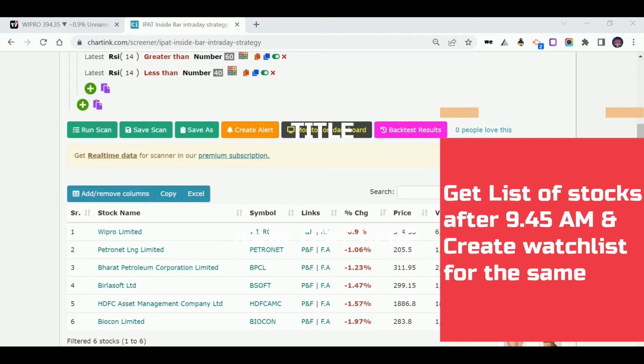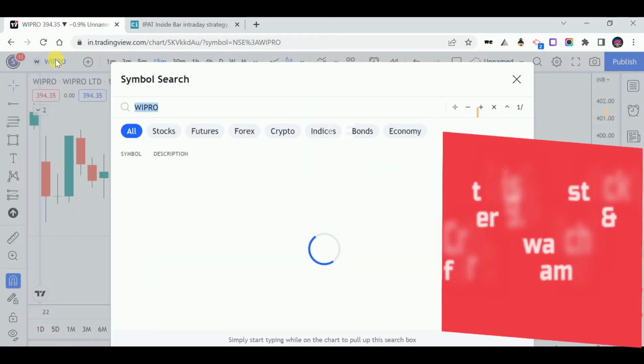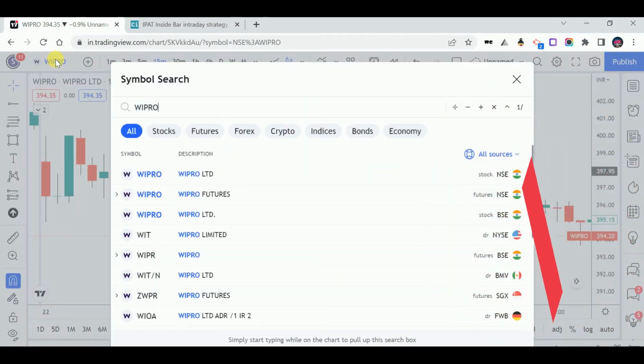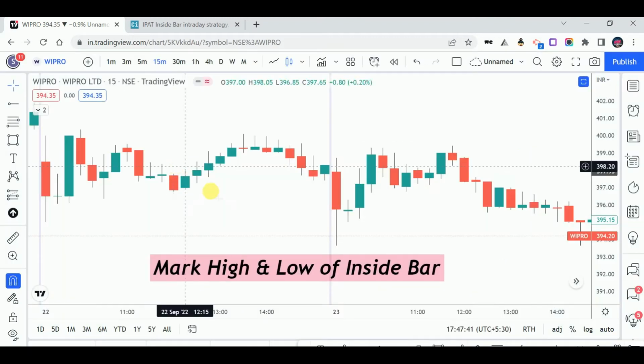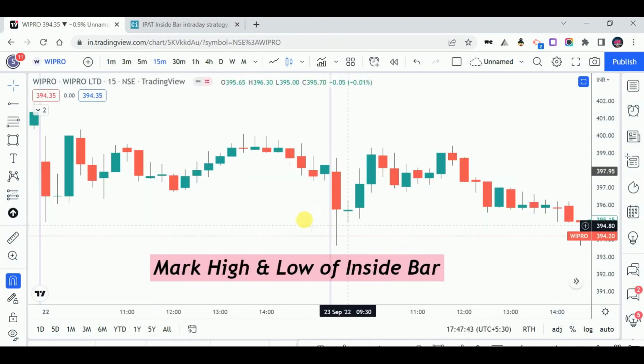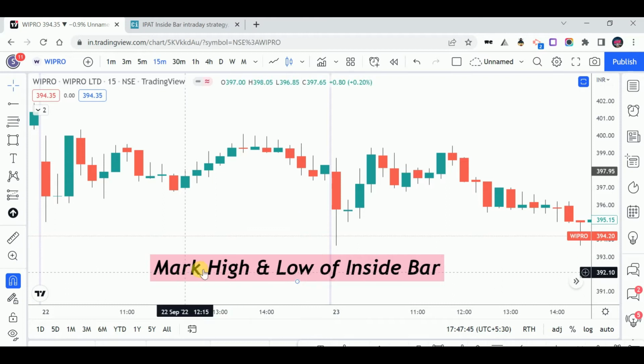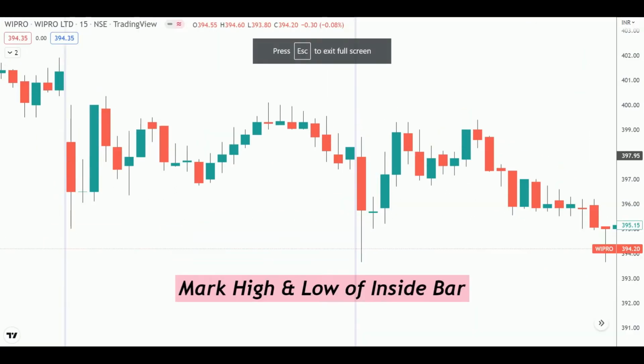After we get the list of stocks, we will pick one stock at a time. Like in this case, it is Wipro, and we will go to our trading terminal and load this script. Once this script is loaded, we will mark the high and low of the inside bar. In this case, it is this one.